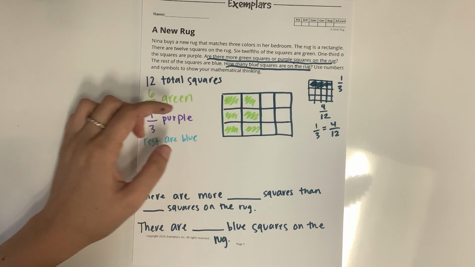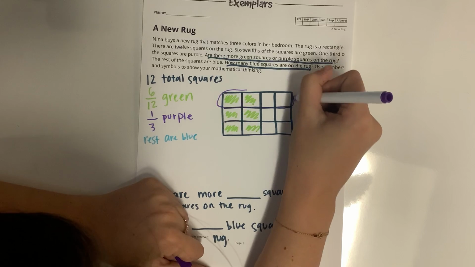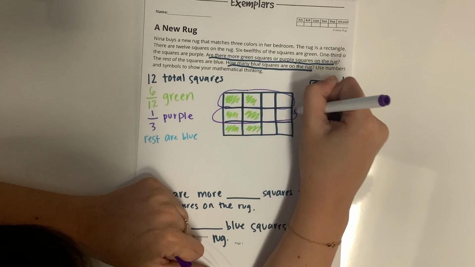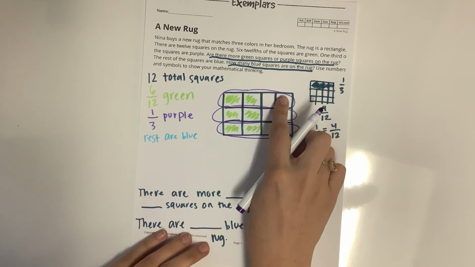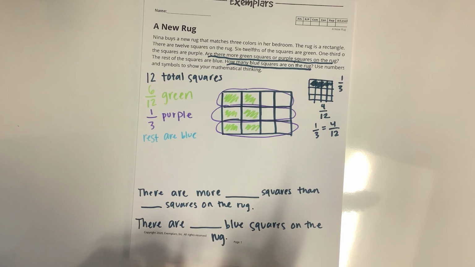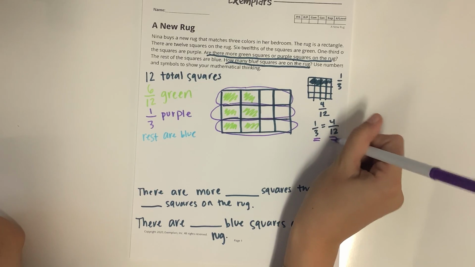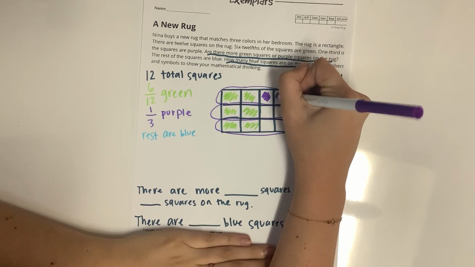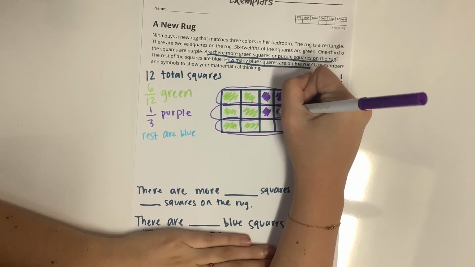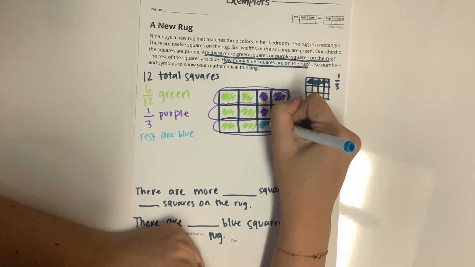If I look back here, if I put these 4 pieces together, and these 4 pieces together, and these 4 pieces together, that's 3 equal groups. In each group, there's 4 pieces. So I think it's safe to say that 1/3 is equal to 4/12. So if 1/3 of them are purple, then I know 1, 2, 3, 4 out of the 12 will be purple. Now the rest are blue, so what do I have left over? I just have 2 12ths left over, so I'll color those blue.